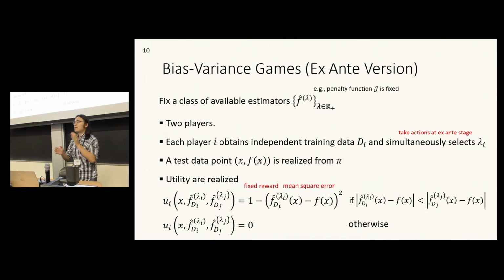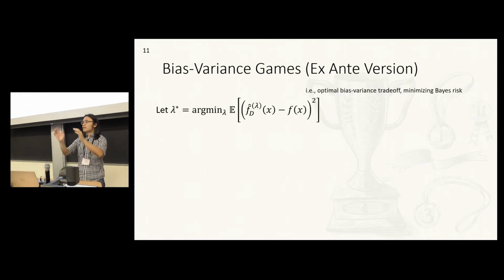So we can compute the prediction error for each player on this realized test data point. And the player with a smaller prediction error will get a utility which is a fixed reward, minus the prediction error. And the other player will get payoff 0. And let's define lambda star to be the optimal parameter, which will minimize the mean square error. So basically, this is the optimal lambda star when there is only a single player, which will maximize her expected payoff if there is only a single player.